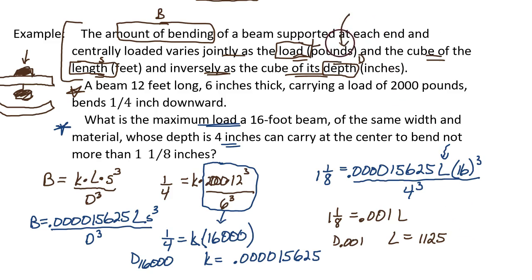What unit of measure was load in this problem? It says up here in the first paragraph it's in pounds. So if a beam is 16 feet long and 4 inches wide, and we don't want it to bend more than 1 1/8 inches, the maximum weight you can put in the center is 1,125 pounds. This problem shows the kind of algebra that an engineer would use.